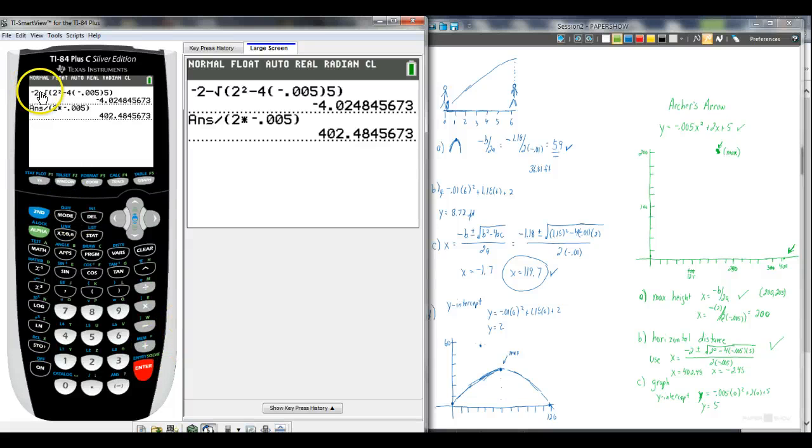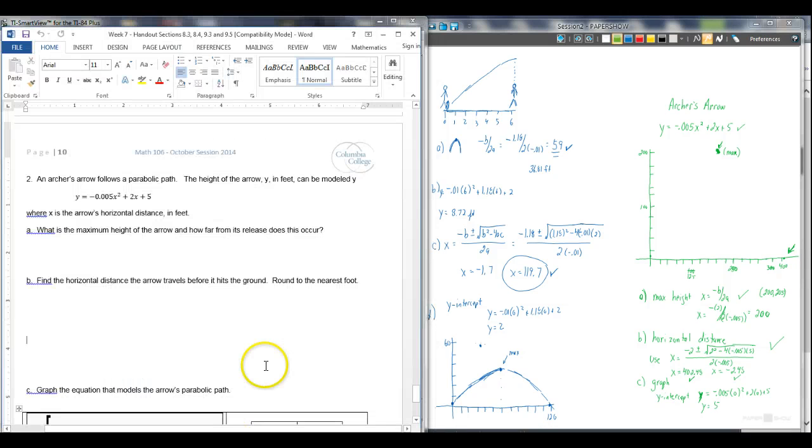Now, if I do this again but substitute plus here, I will actually get a negative value. You can see here I have the 402.48. If I try it again using a plus, I'll get -0.248. We can use it for graphing purposes, but in the context of the problem, it doesn't make sense to have a negative number for x. So the 402 is what I'm looking for. To answer the question, how far does it travel before it hits the ground? It hits the ground at about 402 feet.